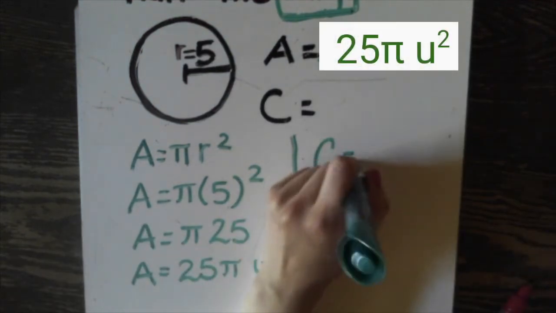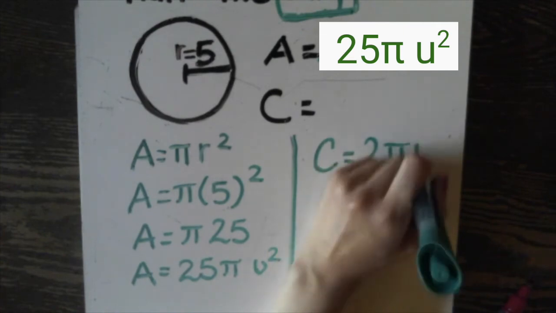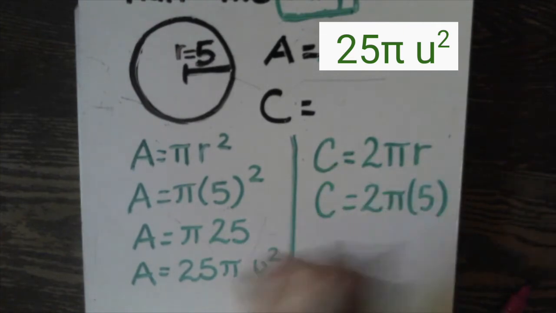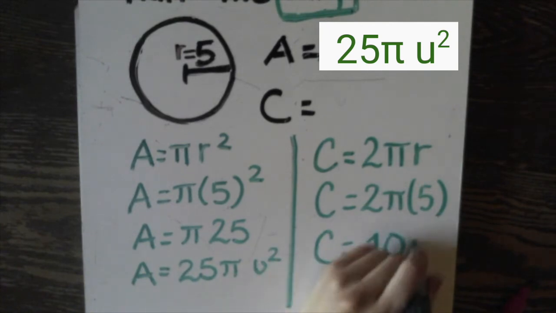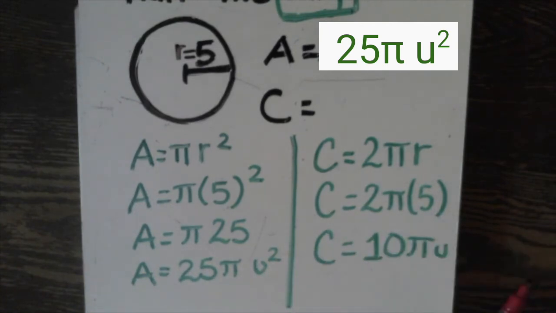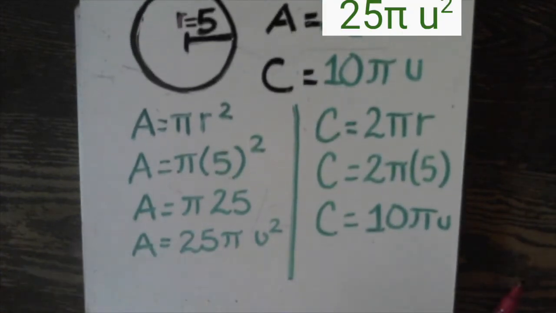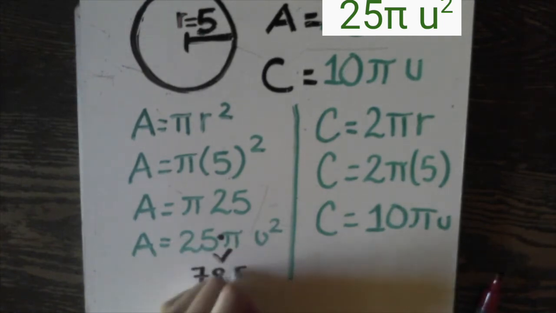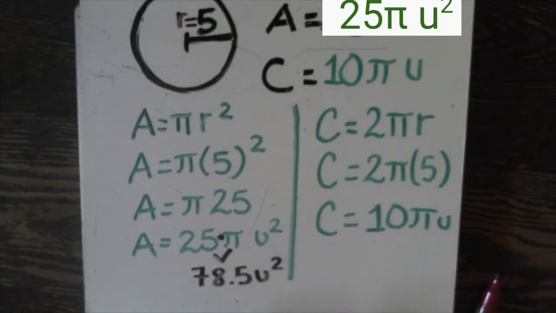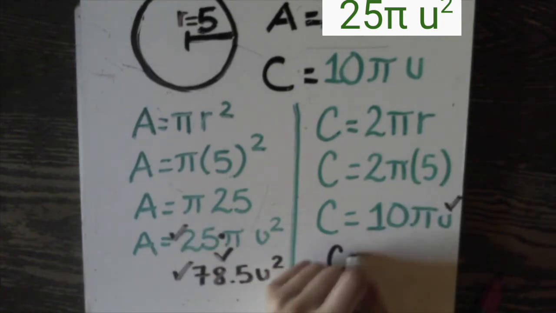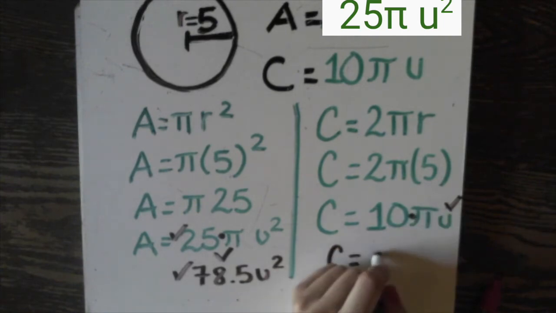Now the circumference is your perimeter. It means you go around. 2 pi r is our formula. 2 times pi times 5. 2 times 5 is 10, and we maintain pi. We can also multiply the pi out. Pi is 3.14. So 25 times 3.14 is 78.5 square units. Both the answers are correct. For 10 pi, I can say 10 times 3.14, which is 31.4, and that is also correct.